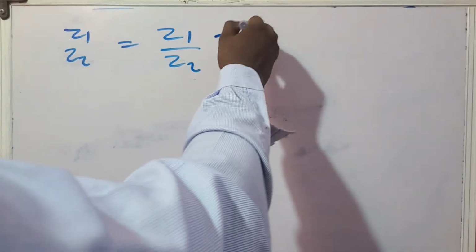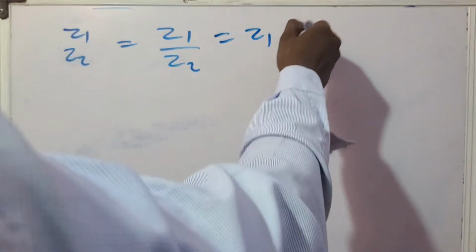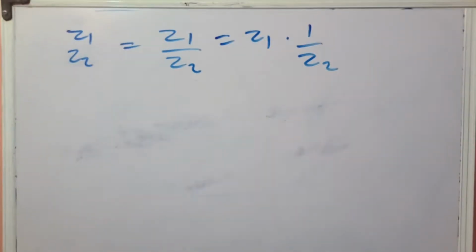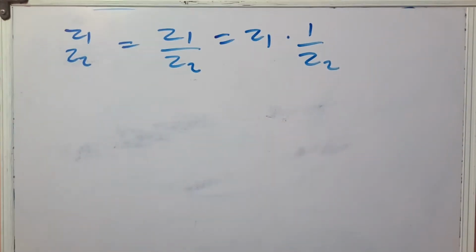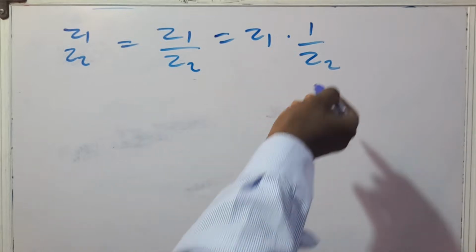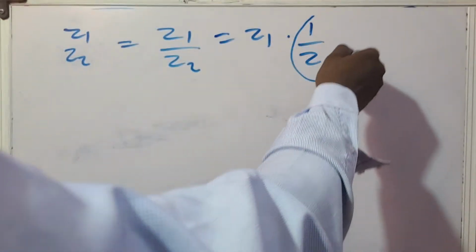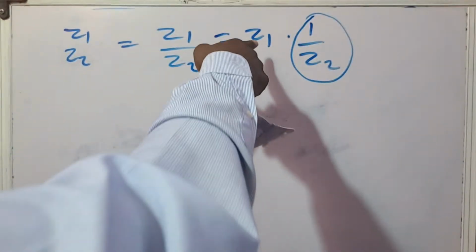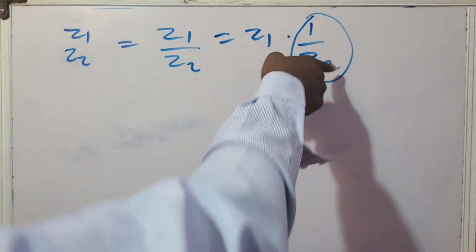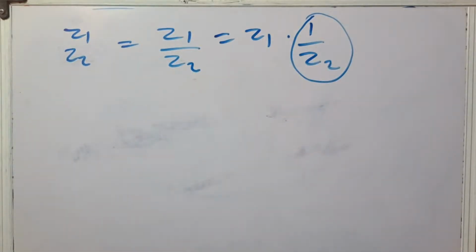Look, z1 over z2 can also be written as z1 times 1 over z2. So obviously, you just need to find the multiplicative inverse of z2 and multiply z1 by that multiplicative inverse. So you understand the reason why I wanted you to understand the multiplicative inverse.